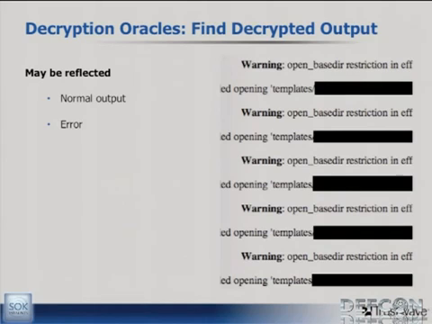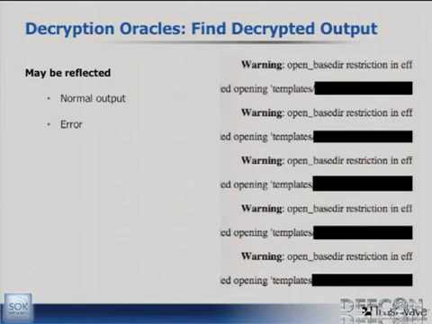Here's a little bit more on that. So when you're looking for the decrypted output, it might be reflected immediately to you in the HTTP response. Again, still talking about web apps. Or it might be in an error. And this is something that's a little trickier. There's a lot of systems where the data might be processed, but it's never going to be given to the user.